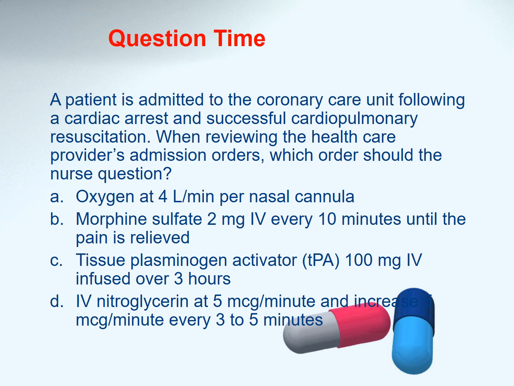A patient is admitted to the coronary care unit following a cardiac arrest and successful cardiopulmonary resuscitation. When reviewing the healthcare provider's admission orders, which order should the nurse question? Oxygen at 4 liters, morphine sulfate 2 milligrams IV every 10 minutes until the pain is relieved, TPA 100 milligrams IV infused over 3 hours, IV nitroglycerin at 5 mics per minute and increase every 3 to 5 minutes. The answer is C. Traumatic or prolonged, more than 10 minutes, cardiopulmonary resuscitation is a relative contraindication for the administration of fibrinolytic therapy.